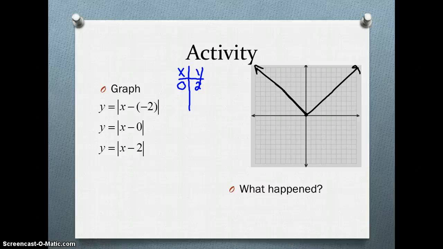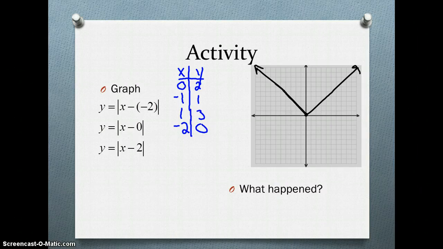Let's make x negative 1. Negative 1 minus a negative 2, that's negative 1 plus 2, we're going to have 1. And let's go to positive 1. 1 minus negative 2 will actually give us 3 there. Let's go to negative 2. Negative 2 minus negative 2 will actually give us 0.